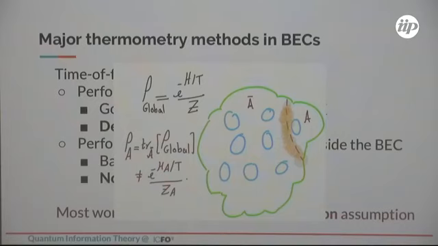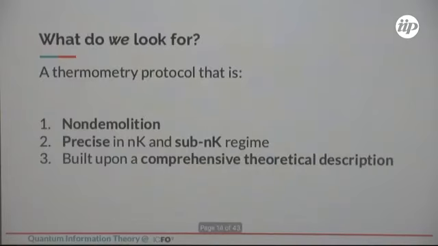So having that said, let's look at what we want to do. Basically, we want to find a thermometry protocol which is non-demolition. We don't want to destroy the BEC. It's precise in the nanokelvin or even sub-nanokelvin regime. And we want a proper theoretical description of the model. We don't want a thermalization assumption or weak coupling assumption or things like that.